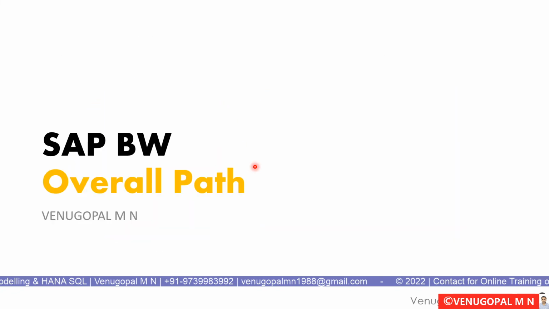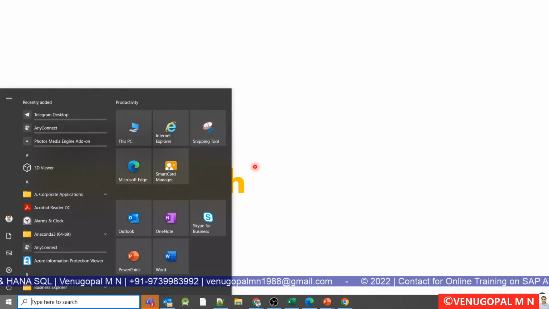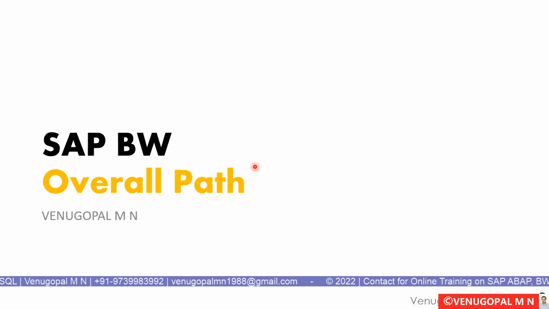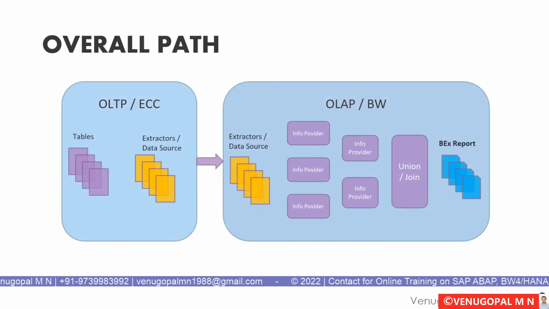Coming to the overall path of BW, we will see the same thing with respect to objects. This would be the typical overall path if you take any BW Bex report. Ultimately, a Bex report is what? A replica of your base table, either in a detailed form or aggregated form.